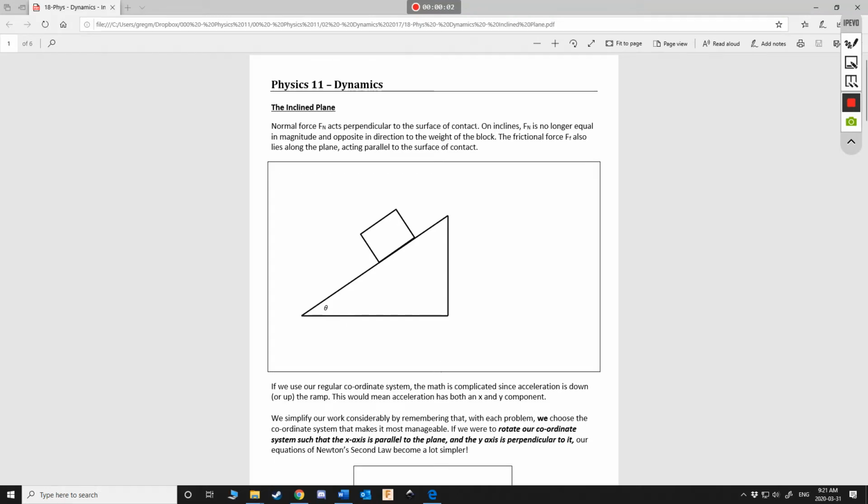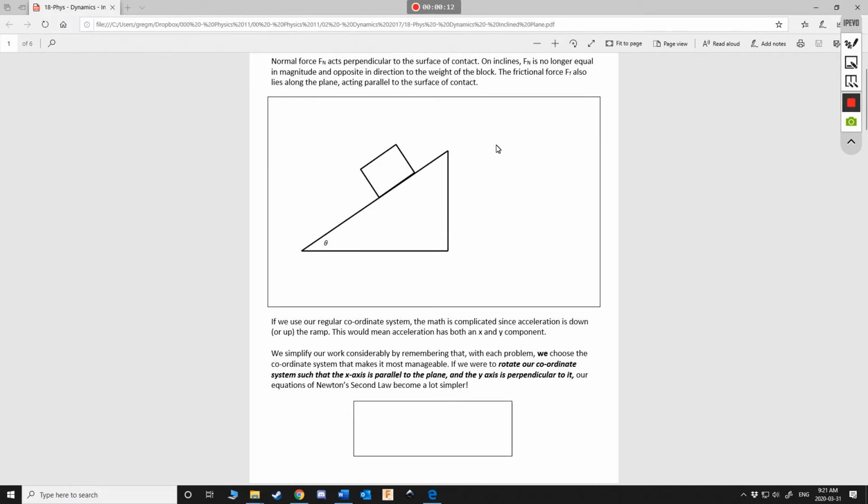Okay, so today we're looking at the inclined plane. On the inclined plane, the normal force Fn acts perpendicular to the surface of contact. When we start these questions, the instinct is to use our conventional horizontal x and y axes, right? That's what we're used to. But when we analyze this scenario, we recognize that our acceleration is down the ramp. Well, it could be down or up the ramp depending on what external forces are being applied. But if you put a block on a ramp, the tendency is for it to just slide down the ramp. So the acceleration is going down.